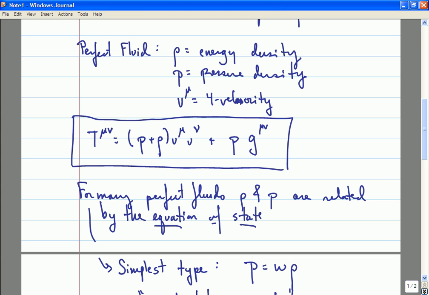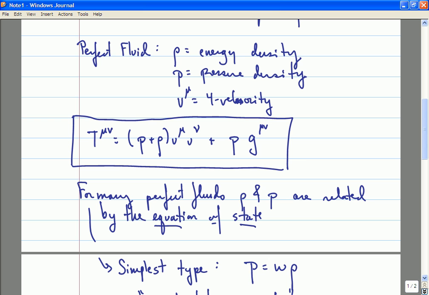Now, usually we consider fluids which have a positive pressure. We don't really know very well how to imagine a fluid which has a negative pressure. But if you could imagine a fluid with P equals minus rho, then there would be a remarkable simplification in this equation. The stress tensor is just proportional to the metric, and in particular, it would be independent of the 4-velocity of the fluid.